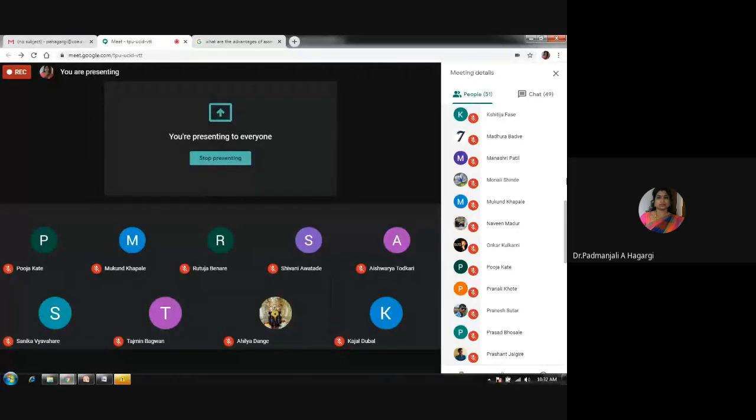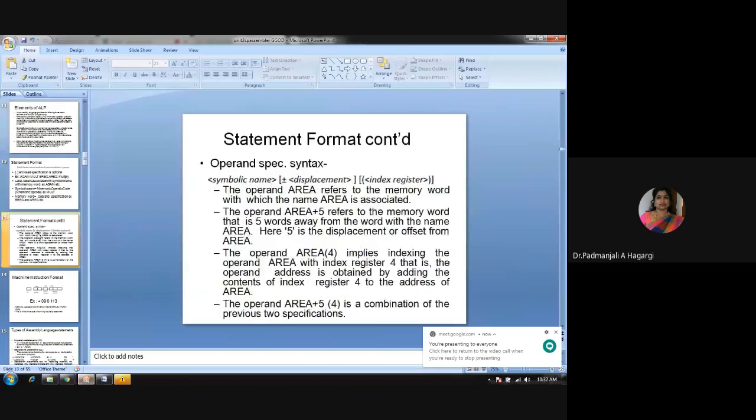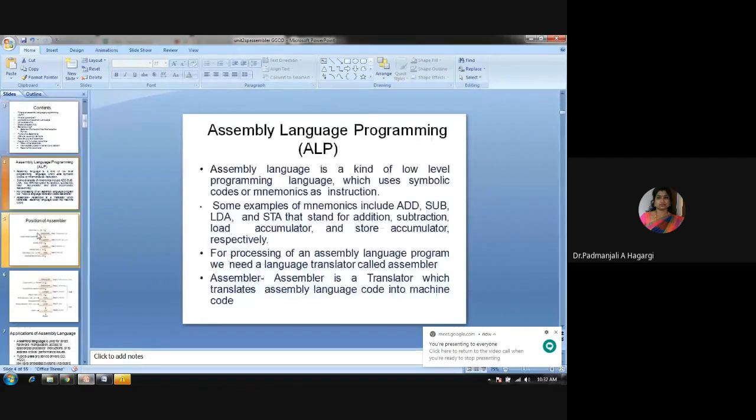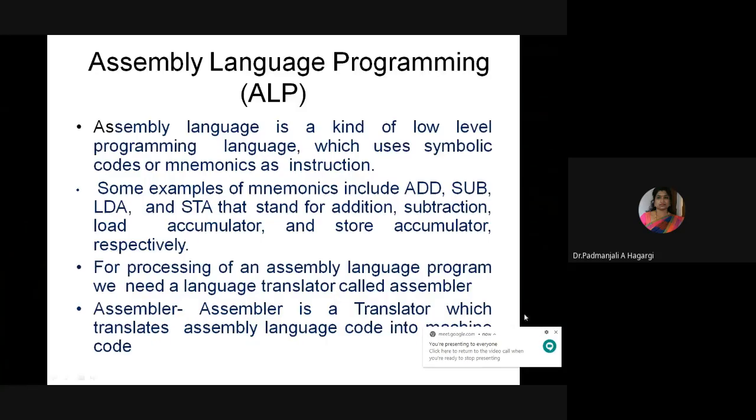What is assembly language? Are you seeing the screen? Yes. What is assembly language? Assembly language is a low-level programming language which uses symbolic codes or mnemonic instructions like add, sub, mul. The examples: add, sub, mul, load, store.